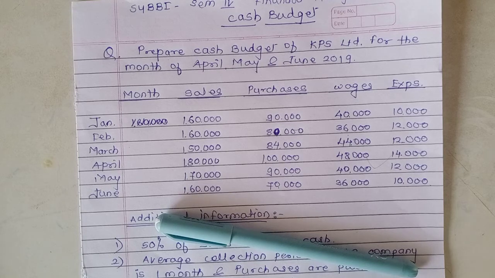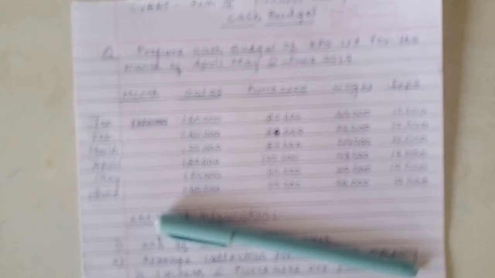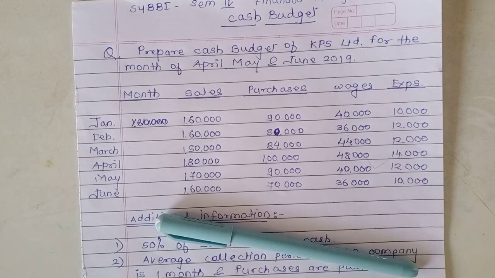Subject is financial management. Today we will see how to prepare a cash budget of a company. First of all, understand what is a cash budget. Cash budget is a futuristic statement which is prepared in the terms of revenues and expenses. For financial planning purpose, it must be translated in the terms of cash inflows and cash outflows.